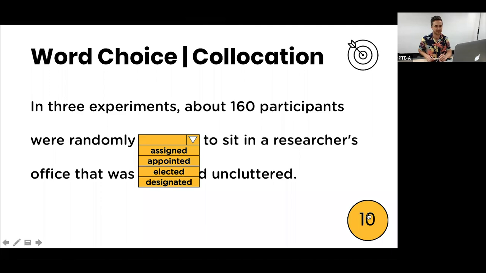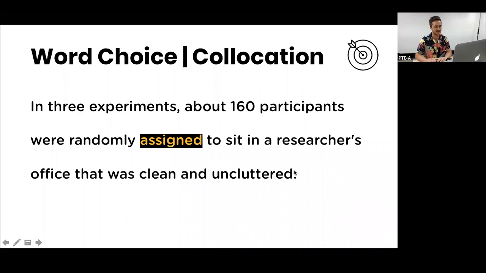So what do you think the answer is now? This is a science-y question. So for those of you doing PhDs, I'm sure you're talking about random assignment or the randomly assigned, or you can be randomly selected, randomly chosen. These are phrases, collocations, okay?